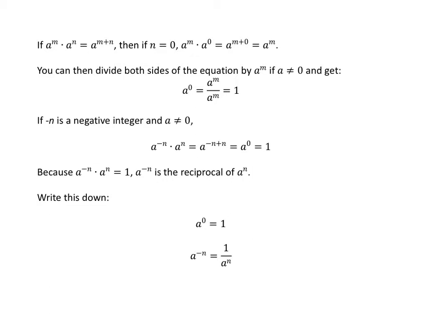So to piggyback on that last problem we did, we're looking here at these rules. If we have a to the m times a to the n, we add our exponents. But if n is equal to 0, what that means is we have a to the m times a to the 0, which is just a to the m. So what are we doing here? We can divide both sides of the equation by a to the m, and we discover that a to the 0 is equal to 1.